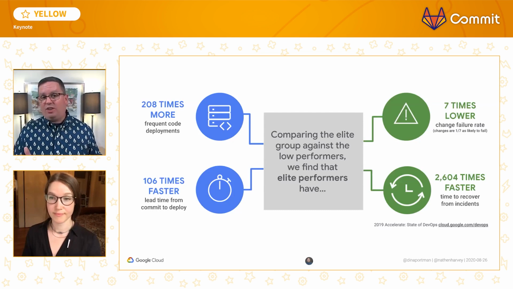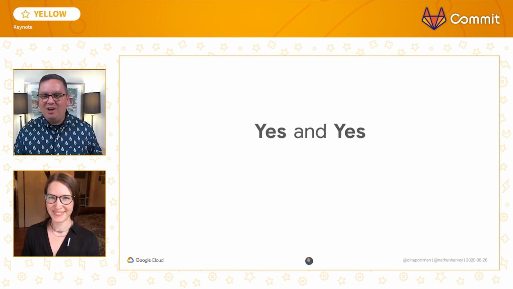It is traditional to think about velocity and reliability as things that we have to trade off. We can have one or the other. But the research shows that elite performers get to say yes and yes. We get to have velocity and reliability.